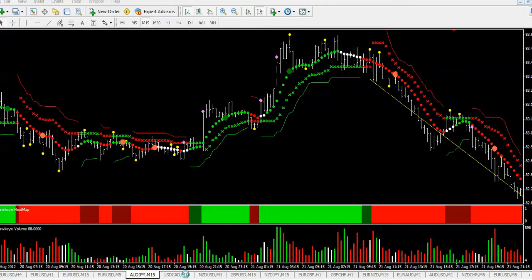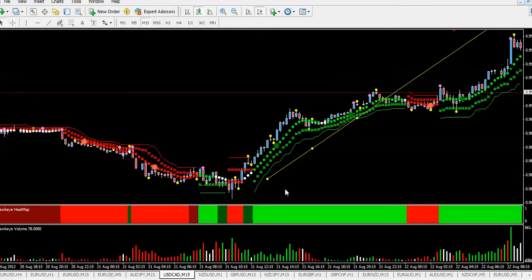Whilst I record these videos, by the way, sometimes we get a little pause in the software, so please bear with me. The other one that I left you with in the last video was the US dollar versus the Canadian dollar. The entry was here: green heat map, green volume, green trend dot, entry. Exit was over here. I'll give you the exact prices of entry and exit shortly. Again, roughly 20 pips profit there.